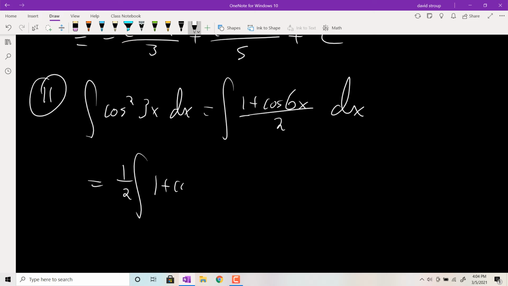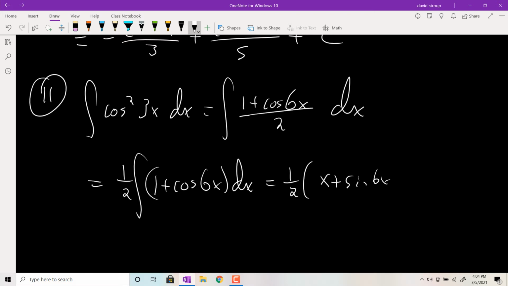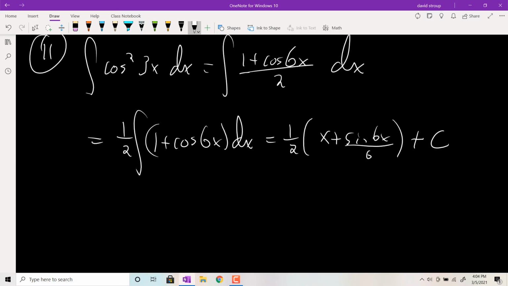1/2 times the integral of 1 plus cosine of 6x dx. And then that'll be 1/2 times x plus sine of 6x all over 6 after you do a u sub, plus c. And then you could distribute your 1/2 and have your answer. So you have x over 2 plus sine of 6x over 12 plus c. Okay.